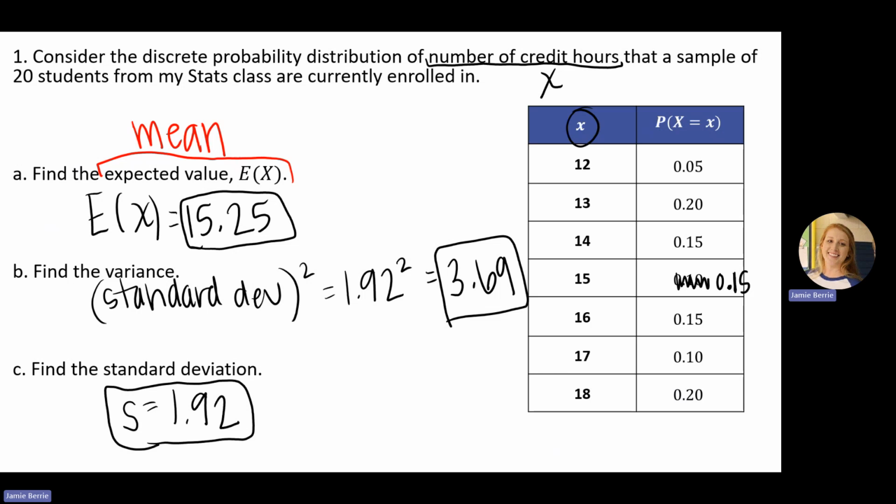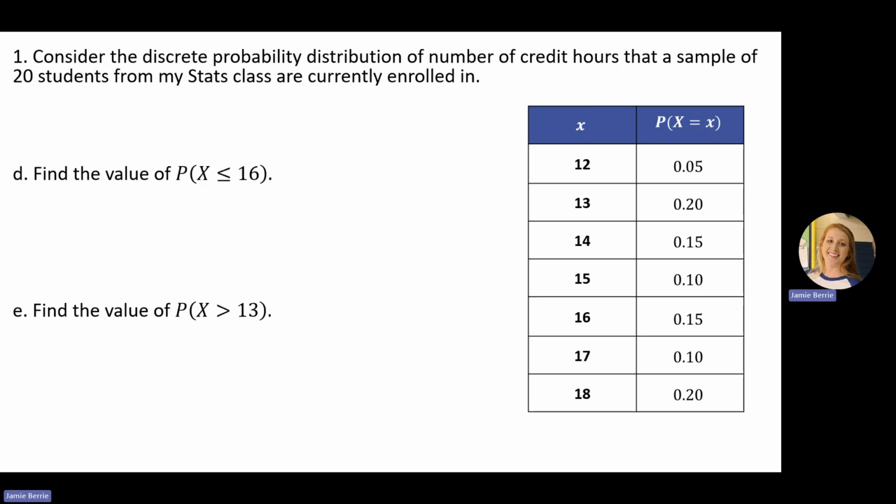All right, so if you're given a table, you could also be asked to find probabilities from within that table. All right, just fixing that. So it says find the value of the probability that x is less than or equal to 16. All right, so probability that x is less than or equal to 16. That's this part of the table. So 16, 15, 14, 13, 12. So we're just going to add up all those probabilities.